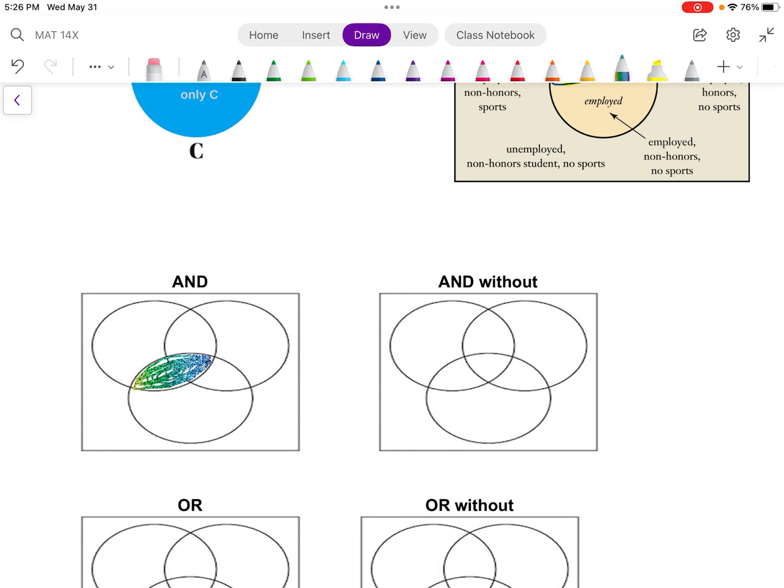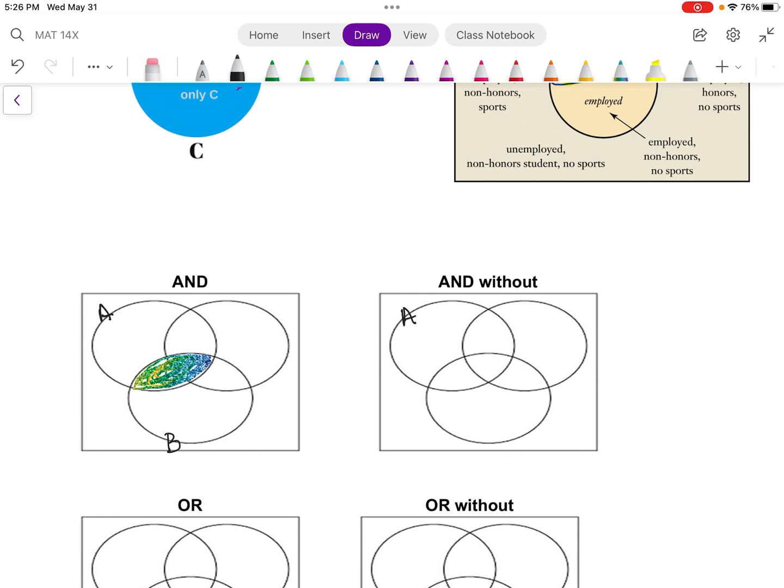So if I wanted to know, and I'll label these circles because they're not labeled right now, everyone in group A and in group B. So they have to be both in group A and in group B. I would highlight that whole region in there.